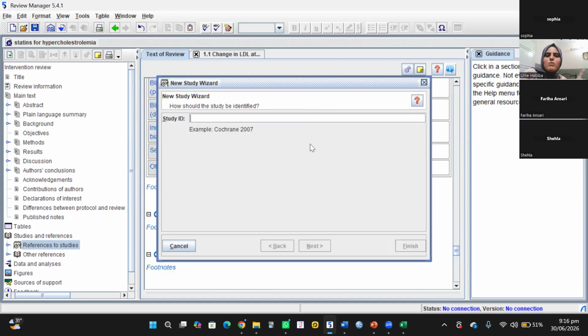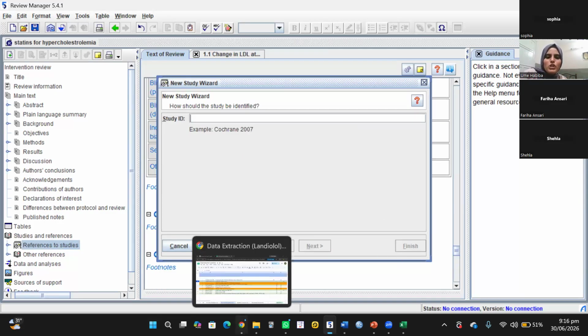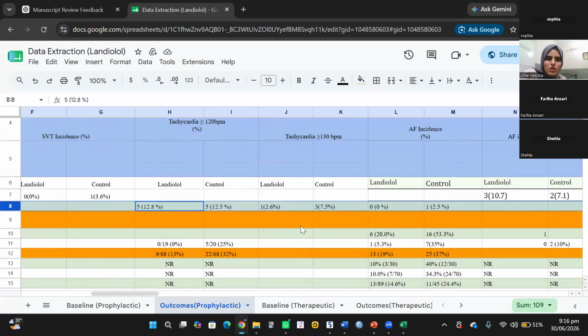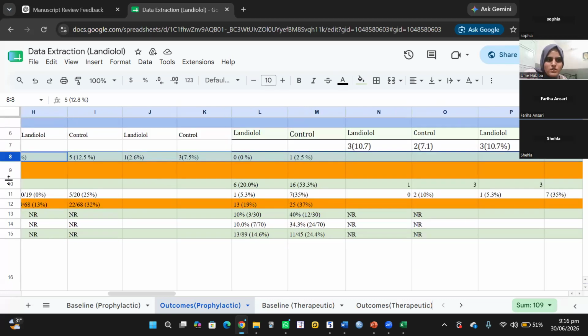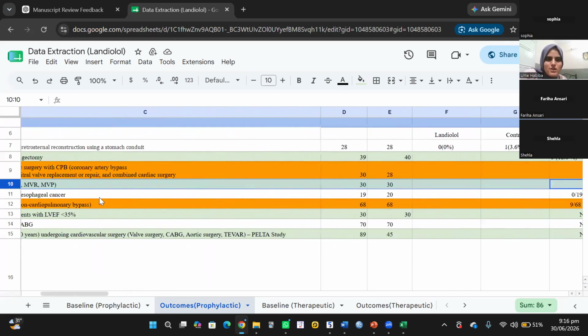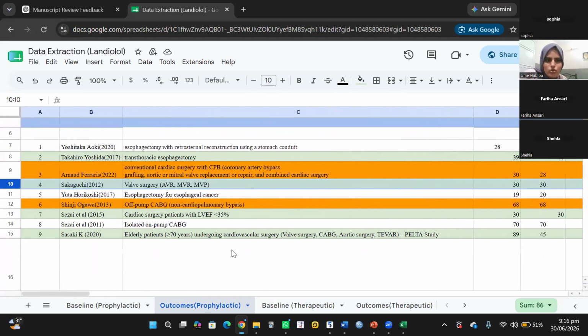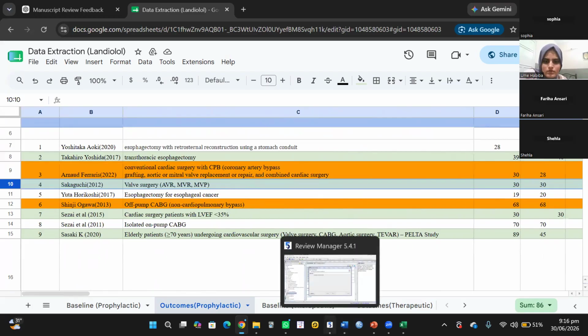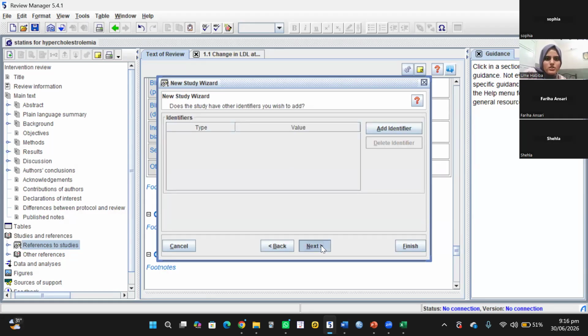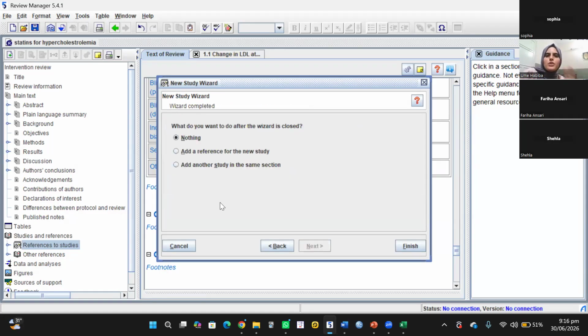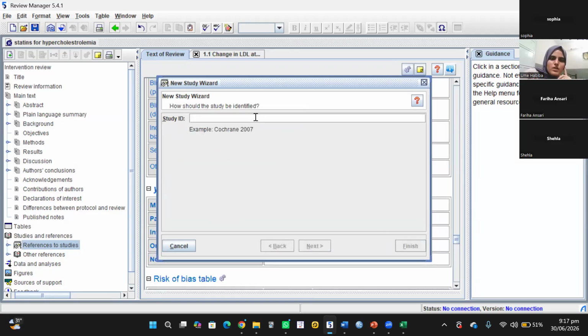Continue. Now it's asking me about study number 2. I'm going to go back to my sheet and see what was the next study reporting this particular outcome. I was talking about AFib incidence. I added this. Now this, 10. What is 10? Sakaguchi 2012. Sakaguchi. Next, next. 2012. Next, next. What do I want to do? I want to add my 3rd study, right? Continue.